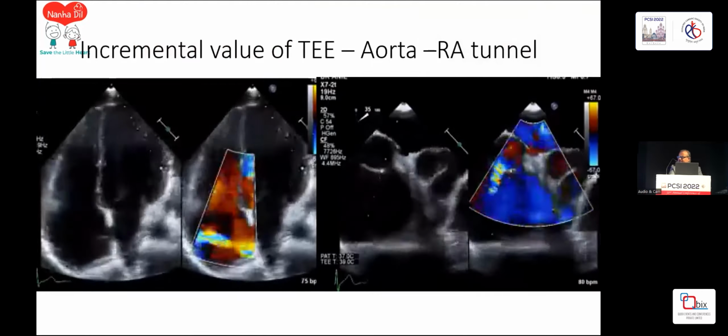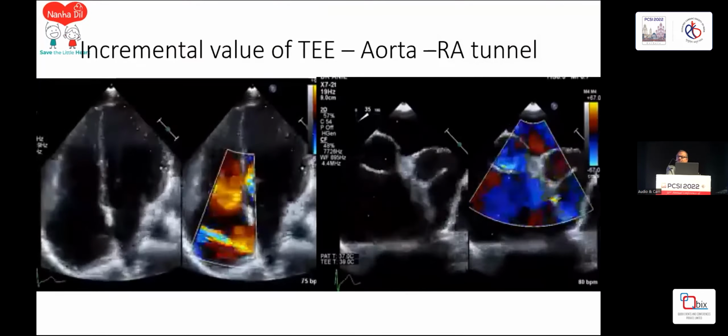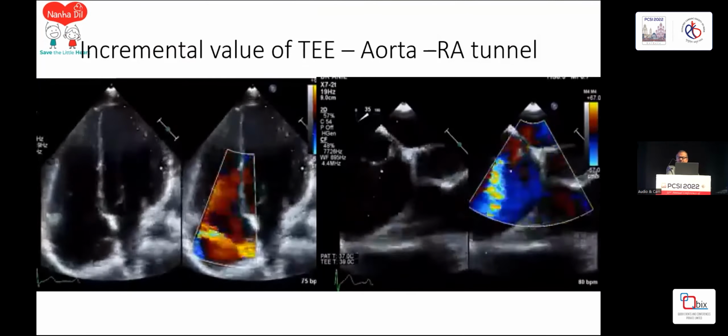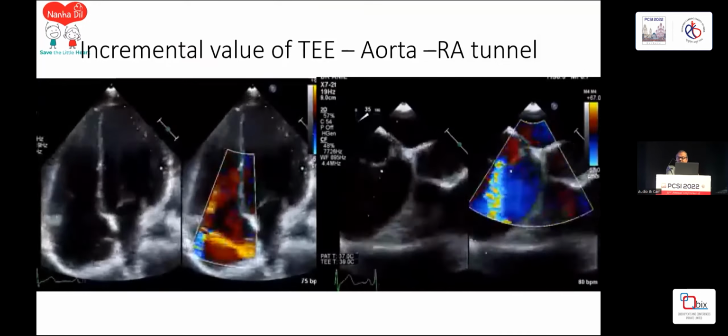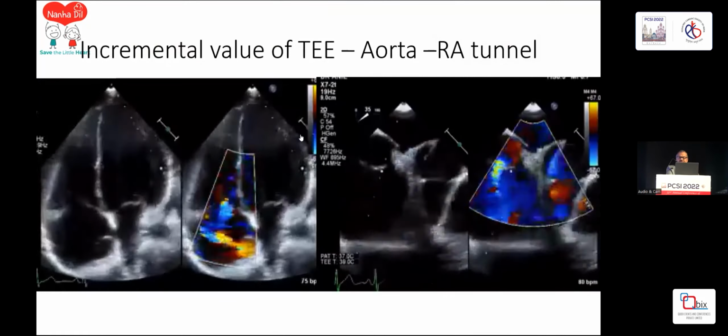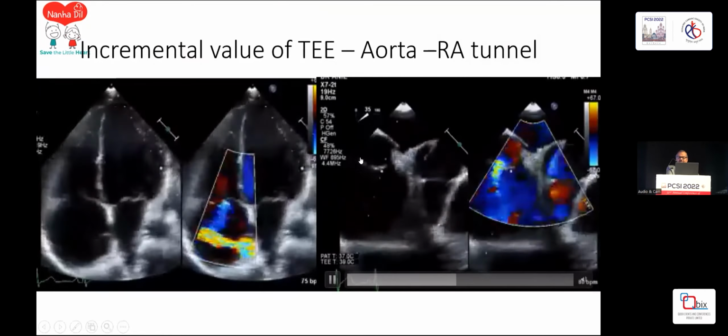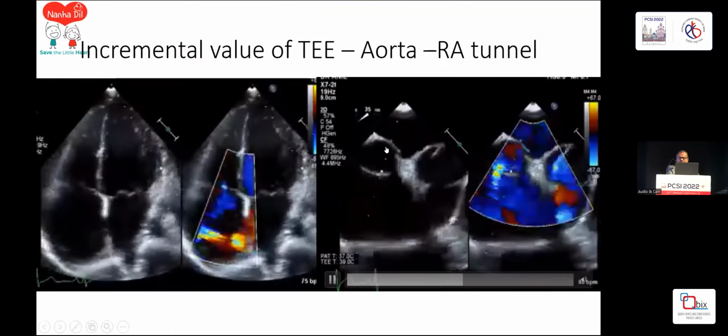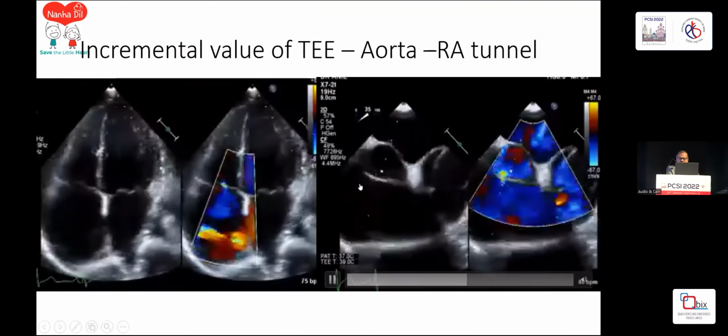So in the imaging component, in the adult population, transesophageal echo, we all know, is definitely helpful to delineate. This is another example of aorta to right atrial tunnel. We can see the very, very dilated course of the tunnel, aneurysm formation, and then it is draining to the right atrium.